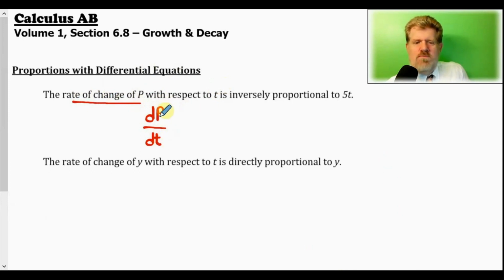We'll call t time, p for population, because it's an easy example to think about. Population changes over time proportional to this little example here. Now this is a very specific case where we're saying it's inversely proportional to 5t. Inversely, so it's reciprocal, and 5t. Now this isn't quite our entire operation here because there's no constant.